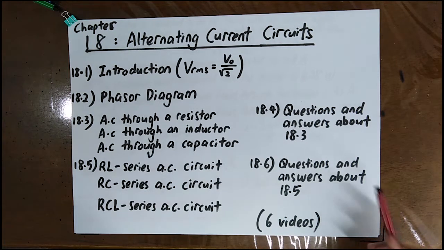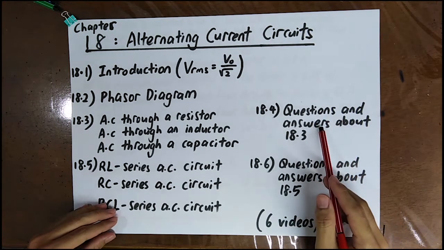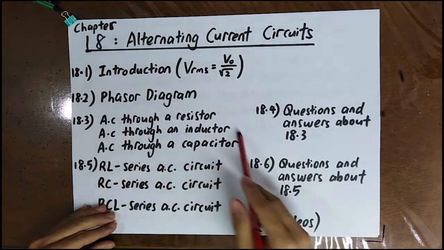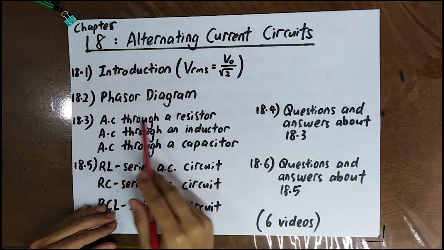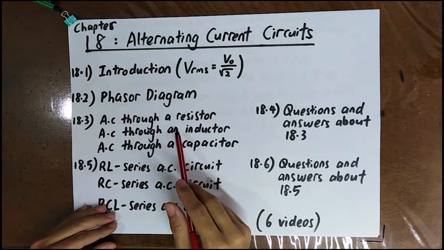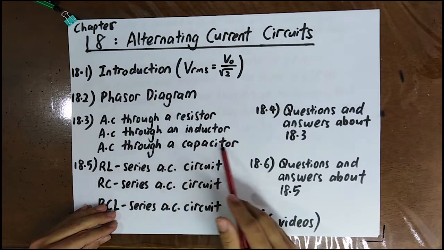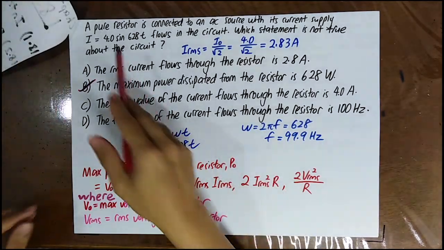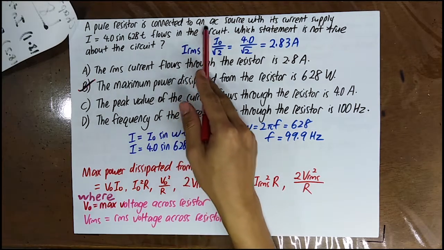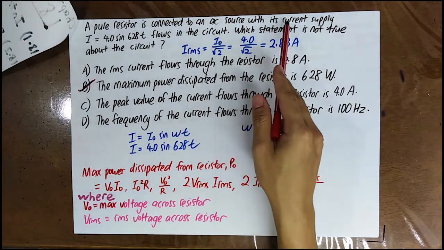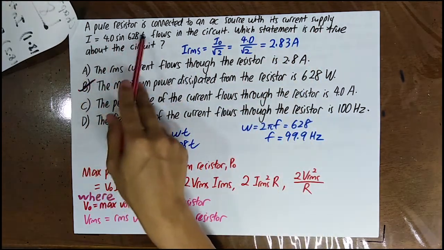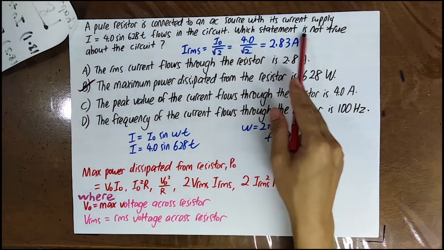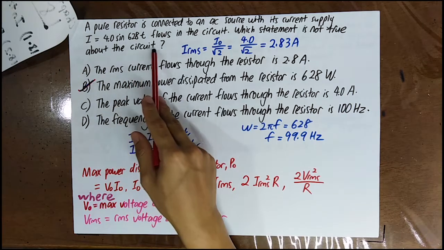Okay, in this video we will talk about the Q&A about this section. That means the alternating current through a resistor or an inductor or a capacitor. A pure resistor is connected to an alternating current source with the current supply I equal to this function flows in the circuit. Which statement is not true about the circuit?